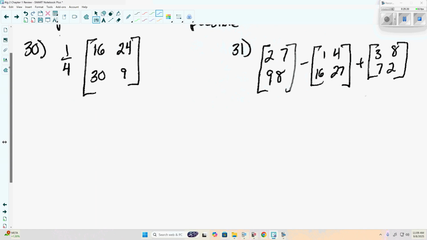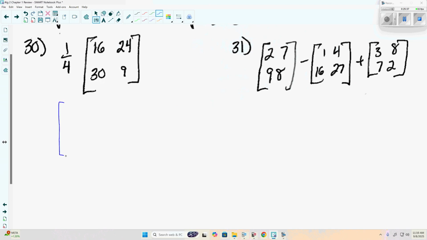Yes. Now the numbers are going to be a little off here, but 30, 32 on your paper, we can look at it. So here we're multiplying by a scalar. So we're going to multiply everything in that matrix by the scalar. So we'd have 1/4 times 16 and 1/4 times 24. 1/4 times 30 and 1/4 times 9. We're multiplying everything in that matrix C by 1/4.